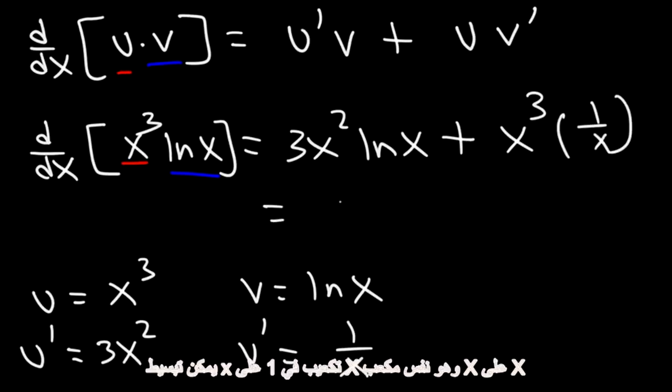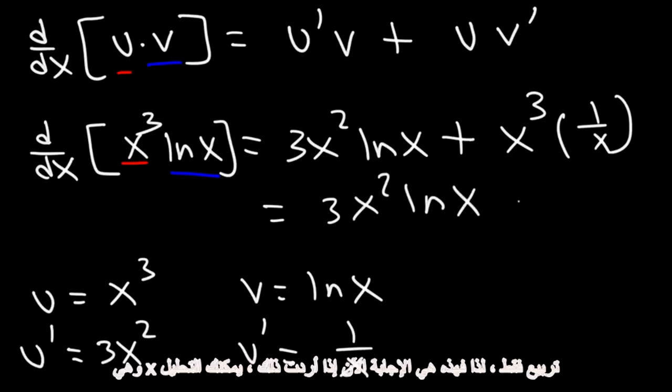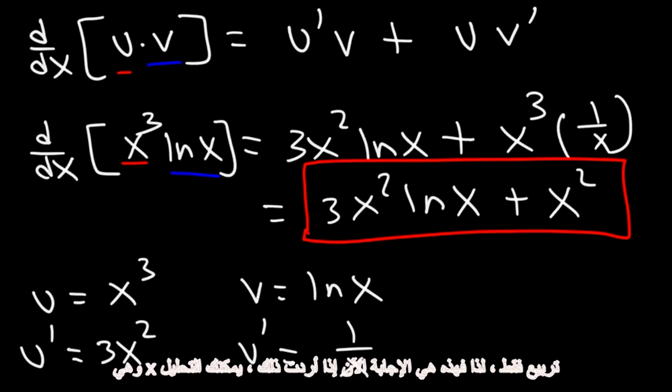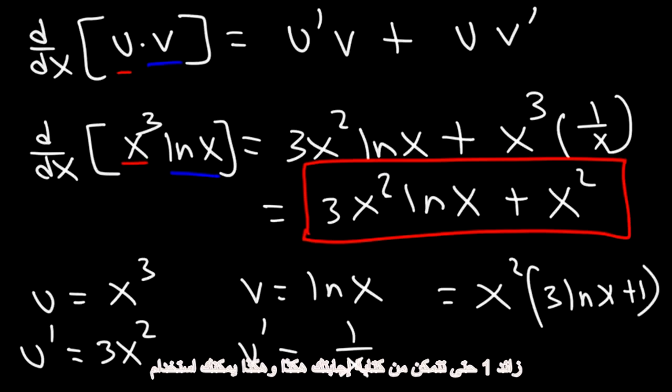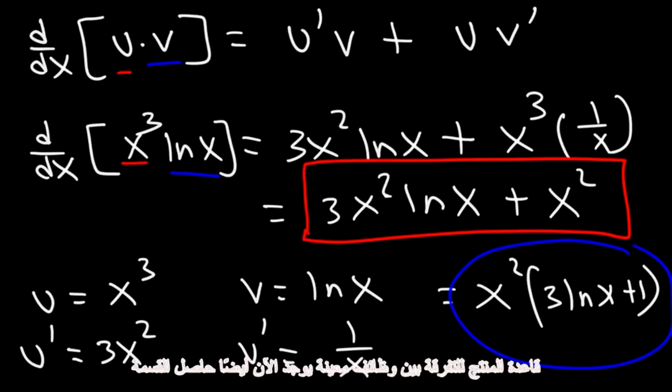Now we could simplify x cubed times 1 over x. That's the same as x cubed divided by x, which is just x squared. So this is the answer. Now, if you want to, you can factor out the GCF. You can take out x squared, and it's going to leave you with 3 ln x plus 1. So you can write your answer like this. And so that's how you could use the product rule to differentiate certain functions.